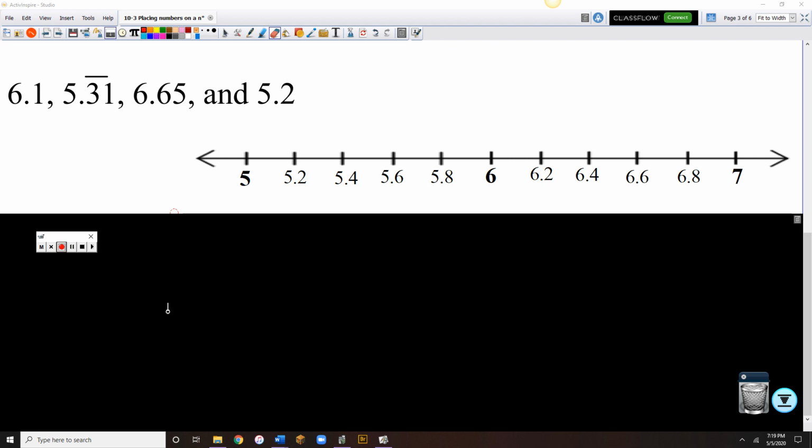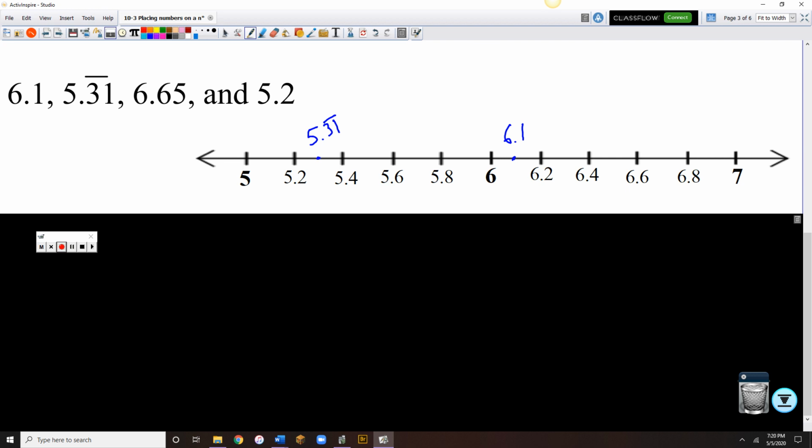All right, one more example, 6.1. Now our number line counts by 0.2s. So 6.1 is actually going to be that halfway between 6 and 6.2. 5.31 repeating. So 5.2, 5.4, 5.31 is just going to be almost in the center, maybe a scotch to the right. 5.31 repeating.